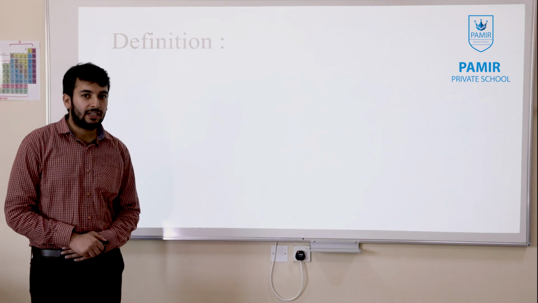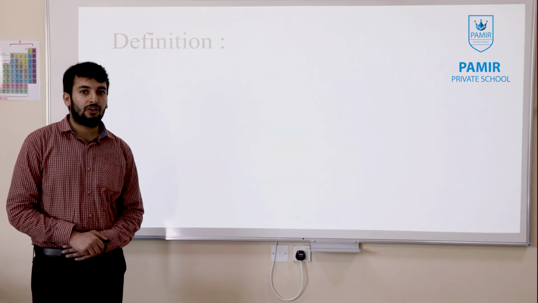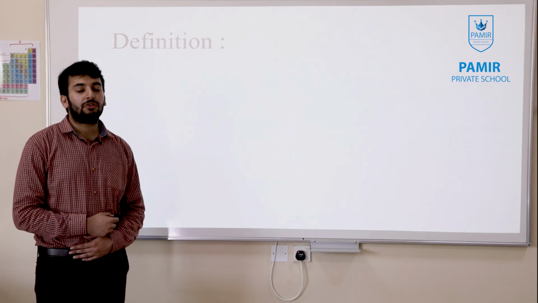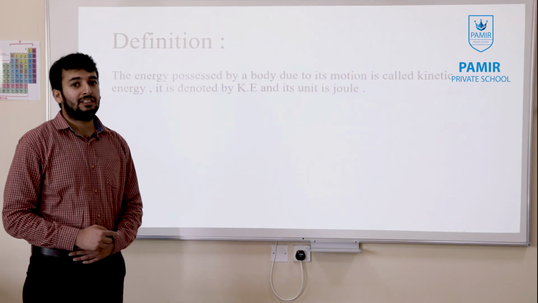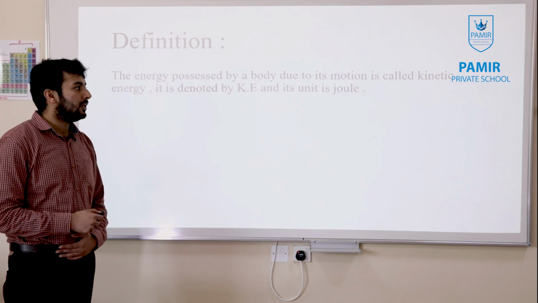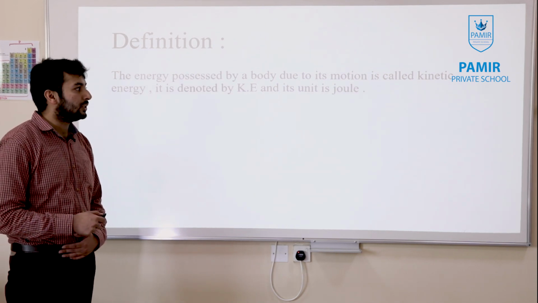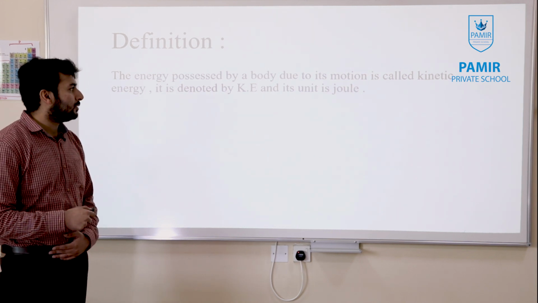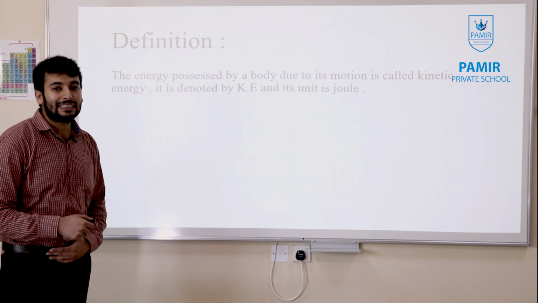We will give its definition according to the board's marking scheme. So first of all, you need to define it. Let's see its definition. The energy possessed by a body due to its motion is called kinetic energy. It is denoted by KE and its unit is joule.